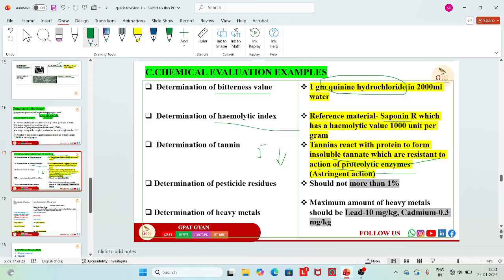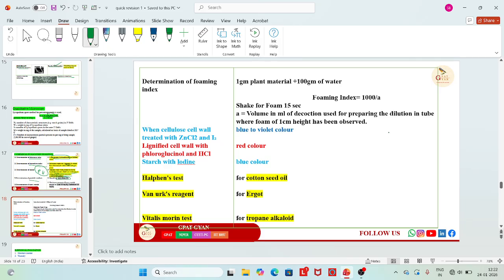Okay, tannin precipitates the protein. So this is the main criteria. For the pesticide residue, it should not be more than 1%, and for the heavy metals there are some limits. For lead 10 mg per kg, cadmium 0.3 mg per kg, these are the limits for your evaluations. Determination of foaming index.